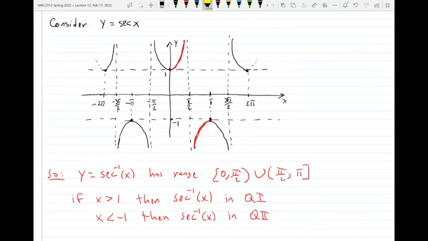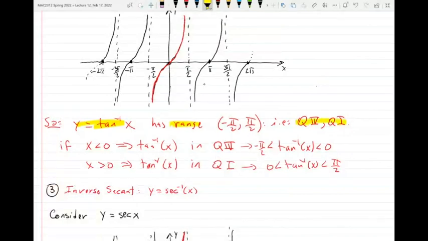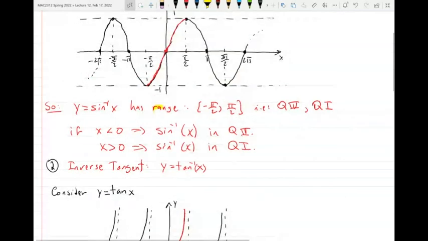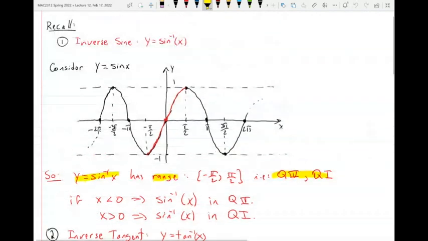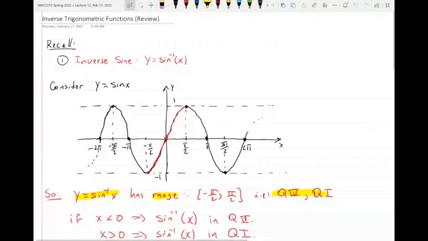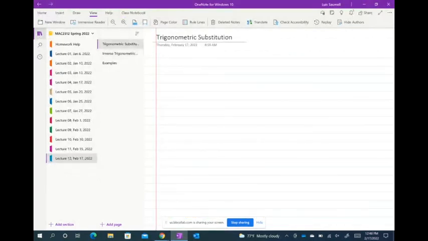So what you need to remember is that the range of the inverse secant is quadrant 1, quadrant 2. The range of the inverse tangent is quadrant 1, quadrant 4. And the range of the inverse sine is quadrant 1, quadrant 4. That's what you need to remember. Okay, so we're going to need it. Okay, questions? All right, so we're going to refer back to this whenever it's needed.